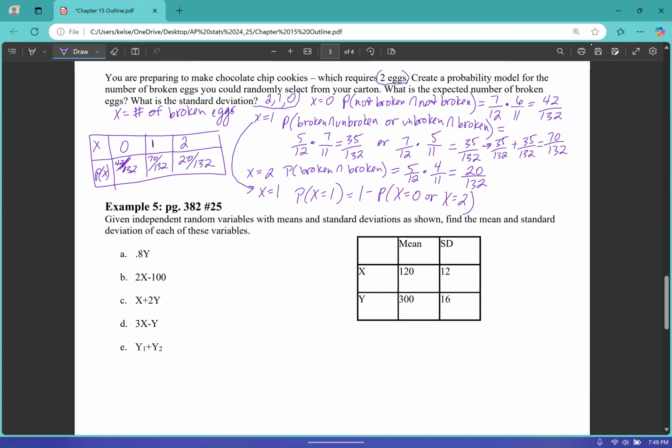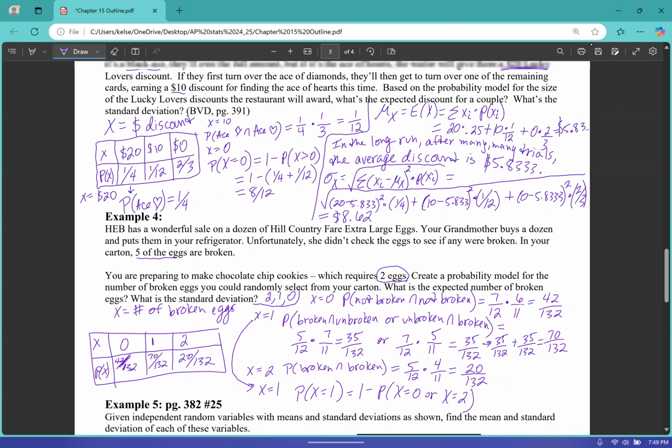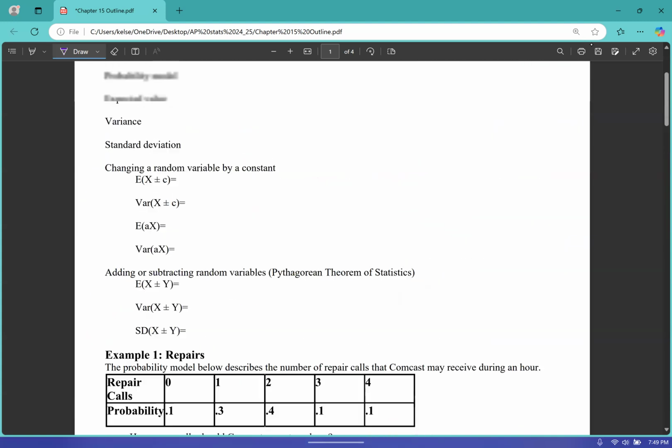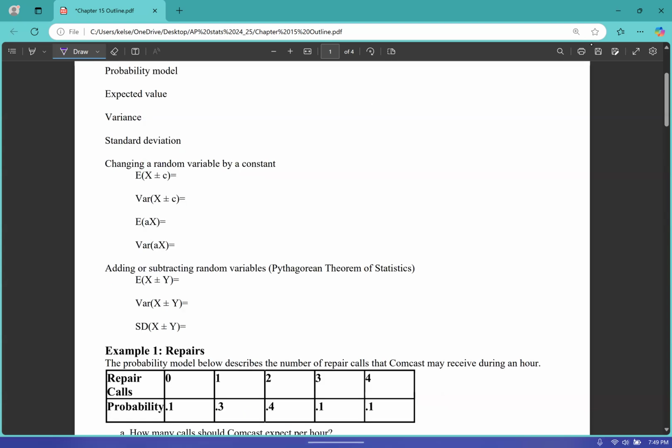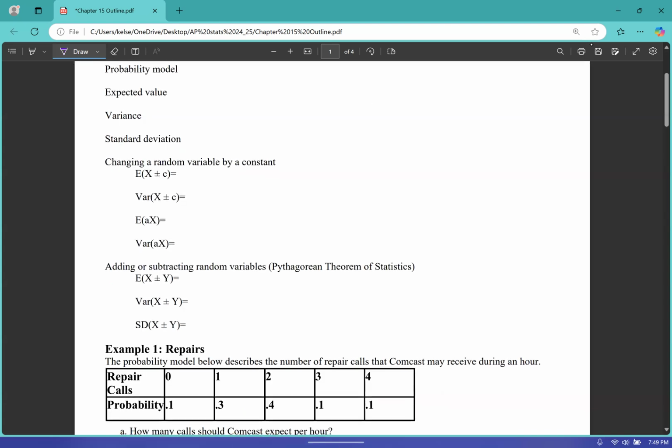So we'll fill in our formulas on the first page. Go to the very first page of your packet. We see here it says changing a random variable by a constant. The first one is adding or subtracting something to it, and the next thing we'll look at is multiplying it. The expected value of x plus or minus some constant c is just the expected value of x, and then you add or subtract whatever c is, because the mean is affected by adding or subtracting.